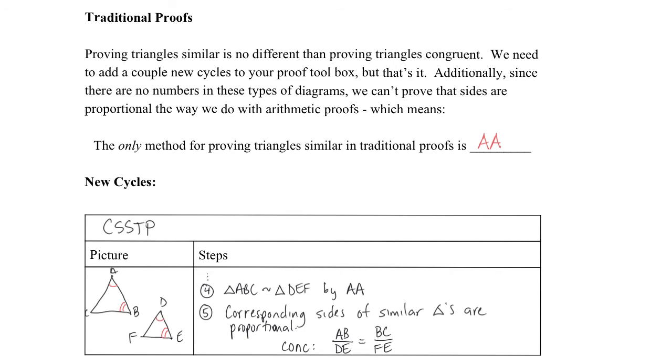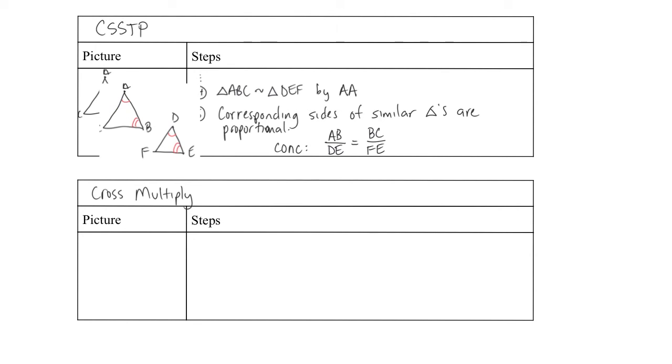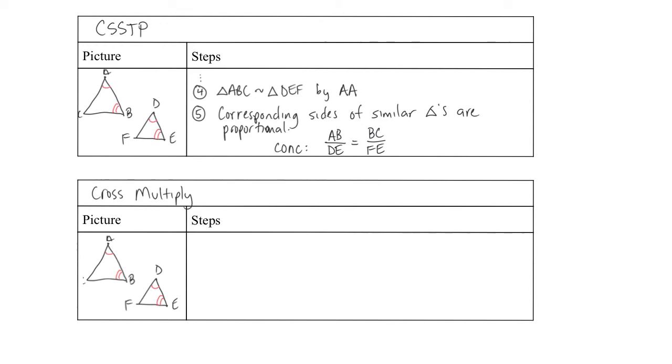Okay, now you might have to go one additional step beyond that. I'm just going to call this the cross multiply step, because this is really what it is. Okay, this is the cross multiply cycle. It looks like this. It's actually the exact same picture that we have above. Nothing changes. So I'm going to grab it. I want the exact same picture. There it is. Okay?